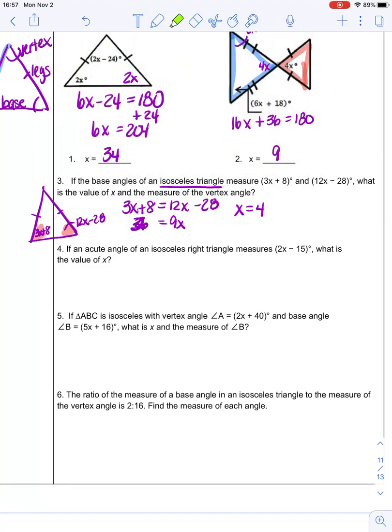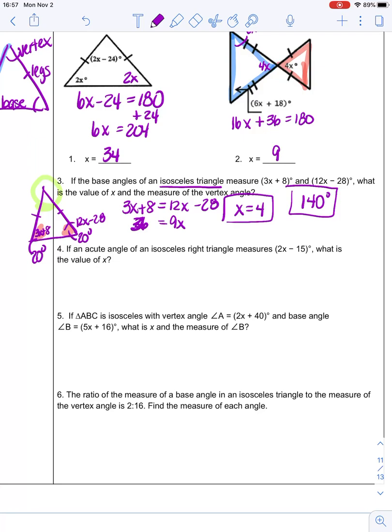The vertex angle is this angle up at the top between the congruent legs of the isosceles triangle. So we need to find out what the base angles were. So if you do 12 times 4, because it was 12 times x minus 28, subtract 28, you find out that this angle is actually 20 degrees. If that one's 20 degrees, so is this one. So those two angles together are 40 degrees. If I subtract that from 180, then I get that the vertex angle is 140 degrees.